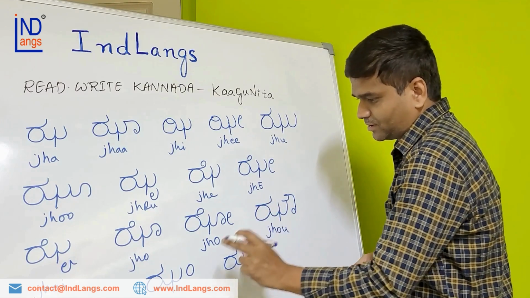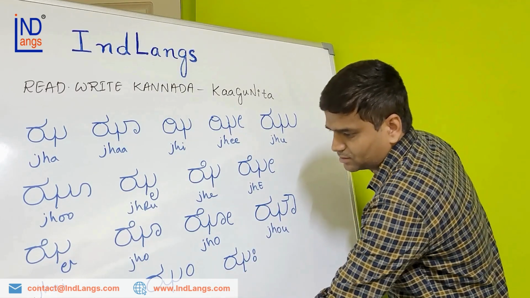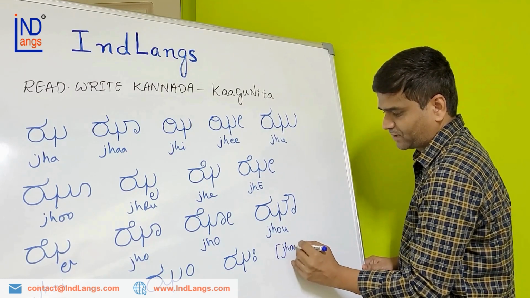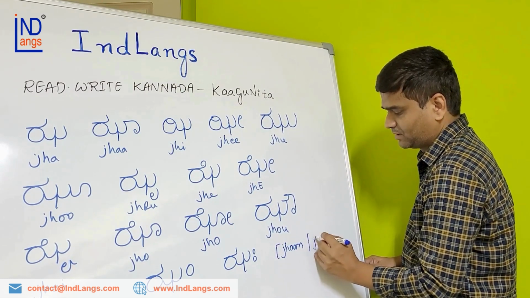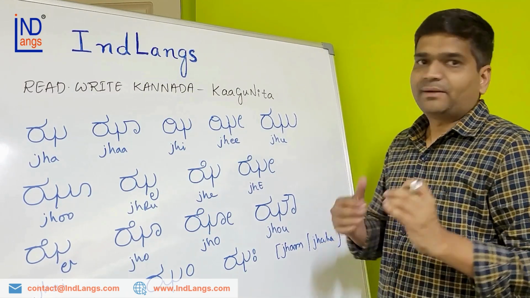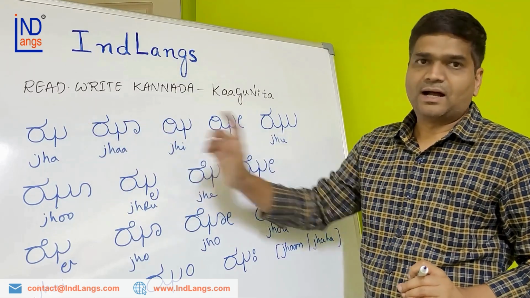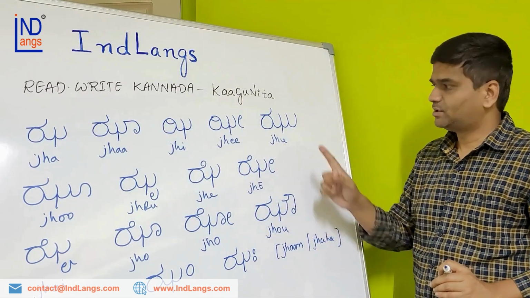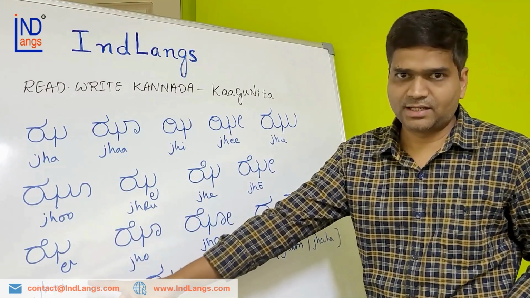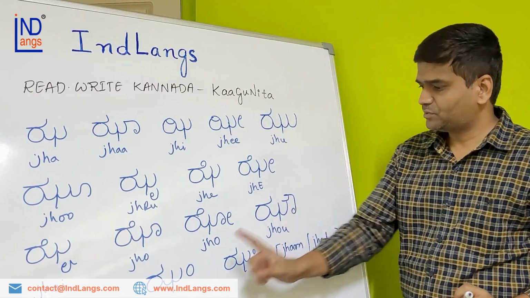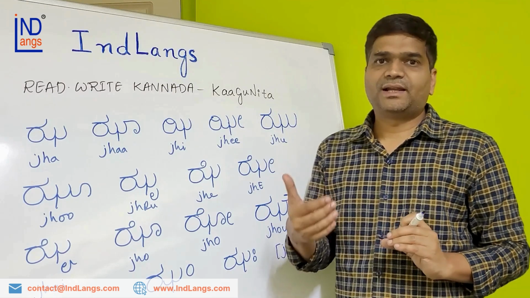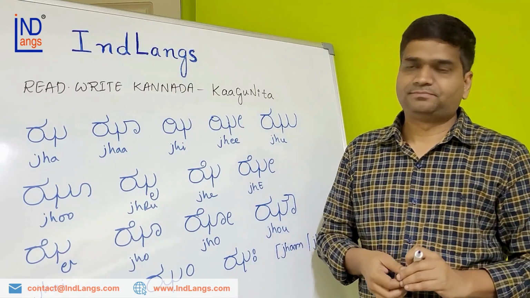So for jham, what is the structure of the letter? I'll write here JHAM, and for jaha it will be JHAH. So let me read it now. Jha, jhaa, jhi, jhee, jhu, jhoo, jhru, jhe, jhee, jhai, jho, jhau, jham, jhah. So this is the fourth letter in the ch family.